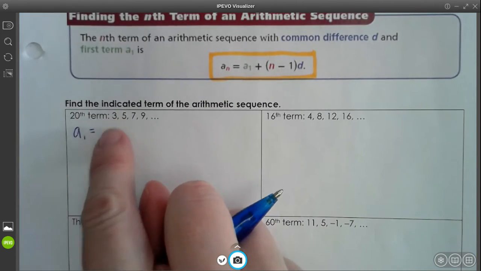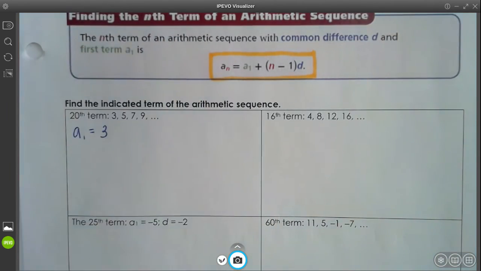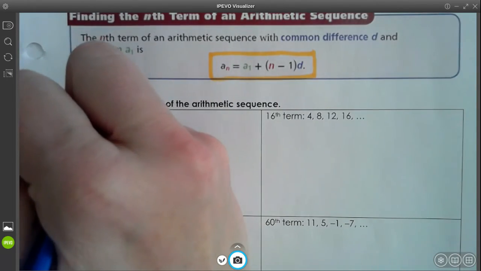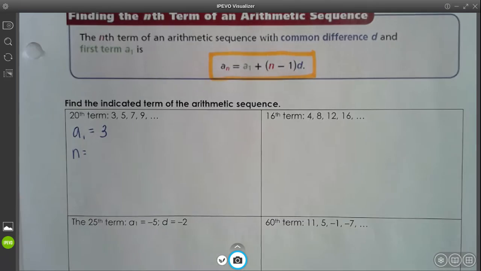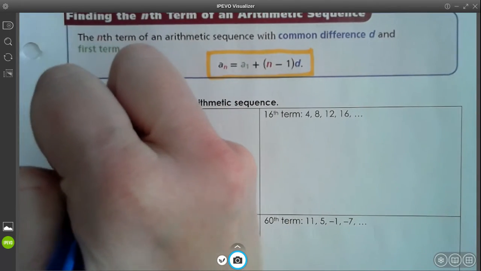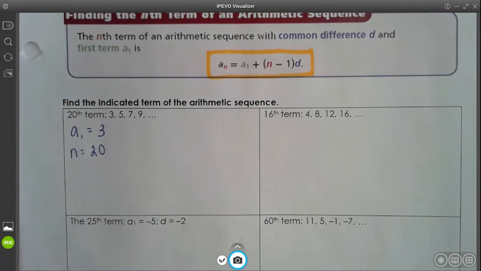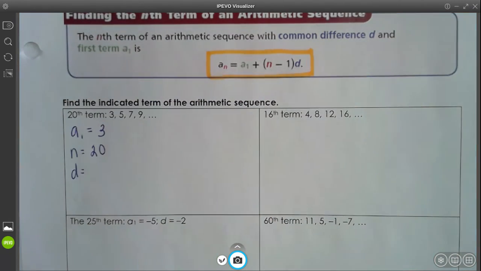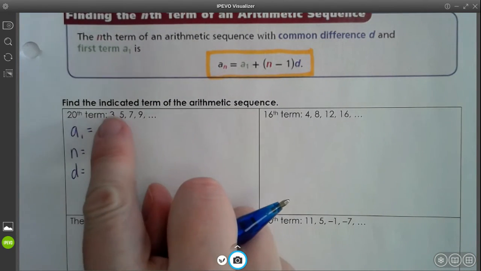N is going to be the term number. I need that, which we're looking for the 20th term. And then D is the other variable that we need every time we want to rule. And D is our common difference, which in this case we're adding 2 every single time.